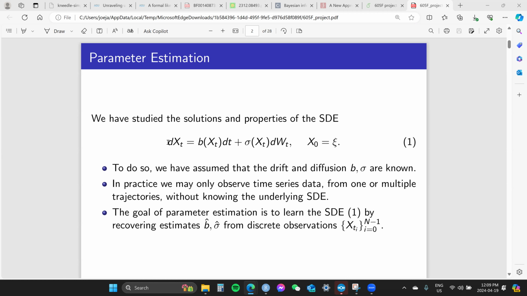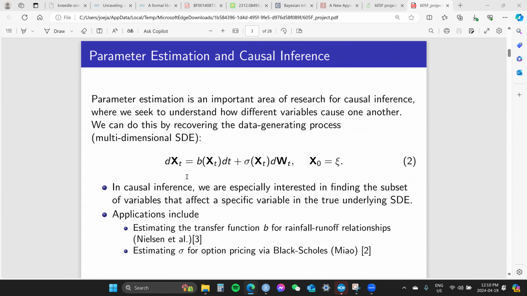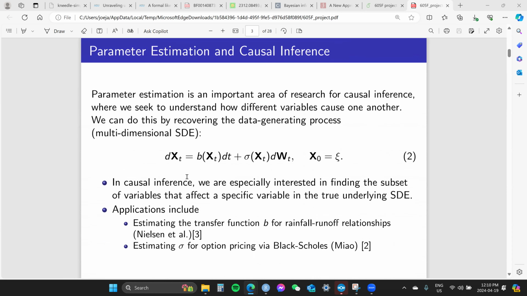So in our class, we always focused on problems where b and sigma are known a priori, but today we want to focus on estimating what b and sigma are given some set of discrete observations. So it has some important links with causal inference.